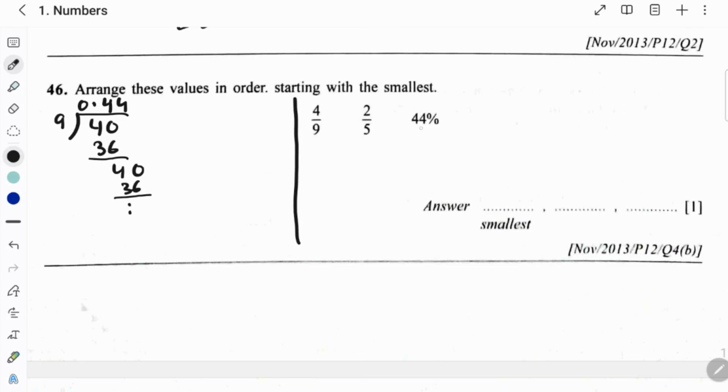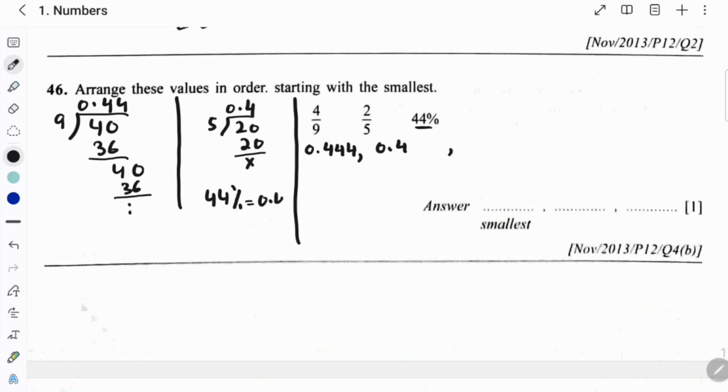So again, because this is 2 digits, I'm going to do it for the comparison at least to 3 decimal places, because 44% will be equal to 0.44. Let's try for 2 over 5. 5 times 4 is 20. So this is only 0.4. You can put 2 zeros by yourself, and then the last one is 44%, which means 0.44, because it is 44 over 100. Again I'm doing the same thing, just maintaining 3 digits.